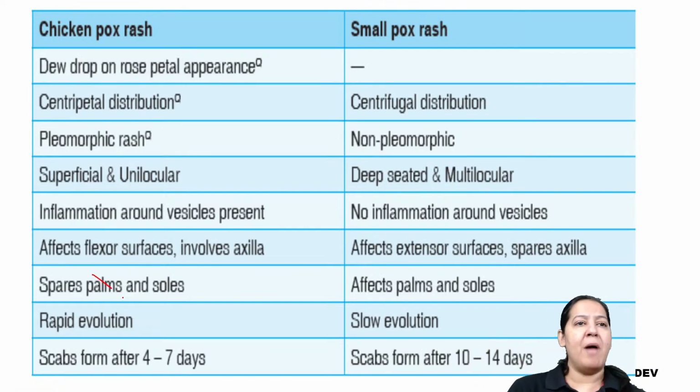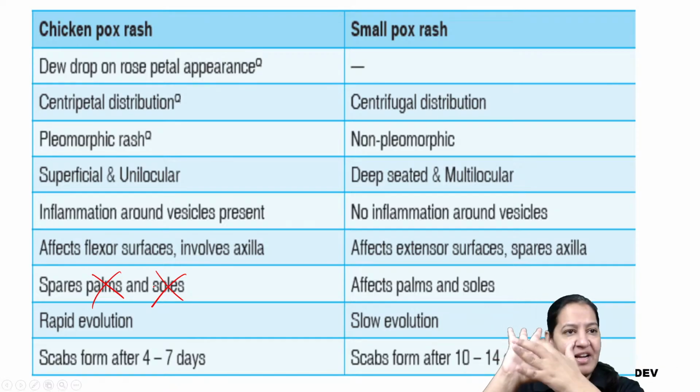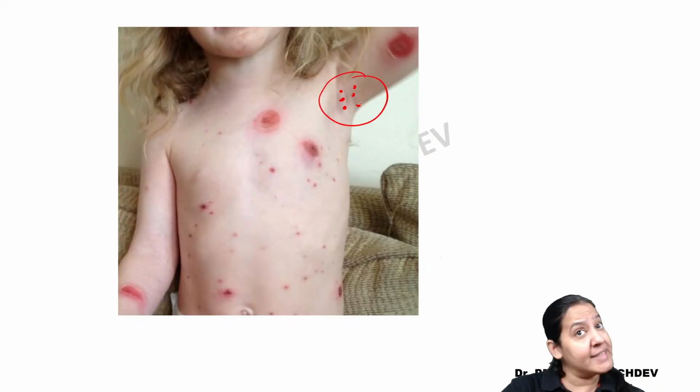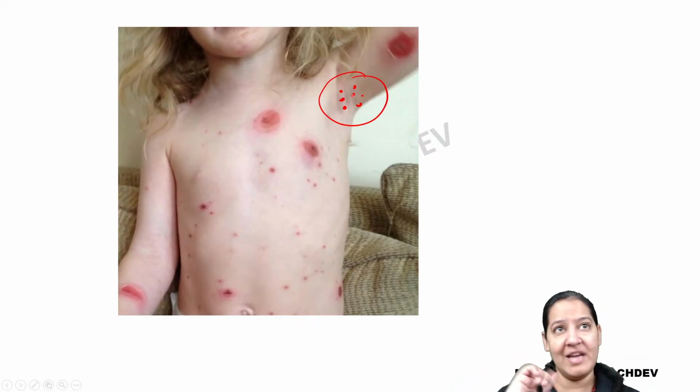So in chickenpox, palms and soles are spared. Chickenpox never occurs on palms and soles. On palms and soles, the vesicle never occurs. On the axilla, it occurs. Can you see? I have shown the axilla of a child. And if you zoom out, you can see the lesions inside it. The axilla has lesions. But smallpox never occurs in the axilla. Smallpox can occur in palm and sole, but it never occurs in the axilla.